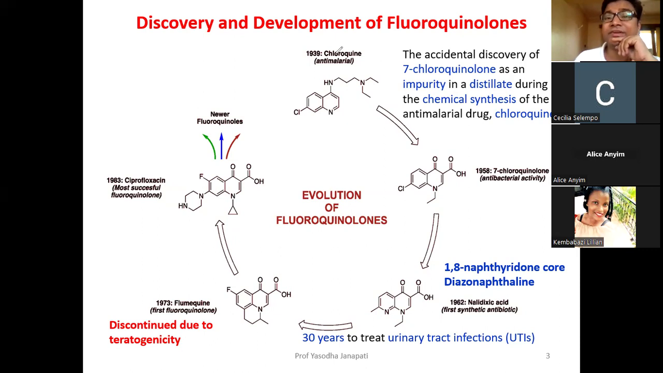What they did is this. We know chloroquine, which is an anti-malarial drug. In the synthesis of chloroquine, 7-chloroquinolone was the byproduct or impurity present during the synthesis. This is the byproduct which was generated during the synthesis of chloroquine.